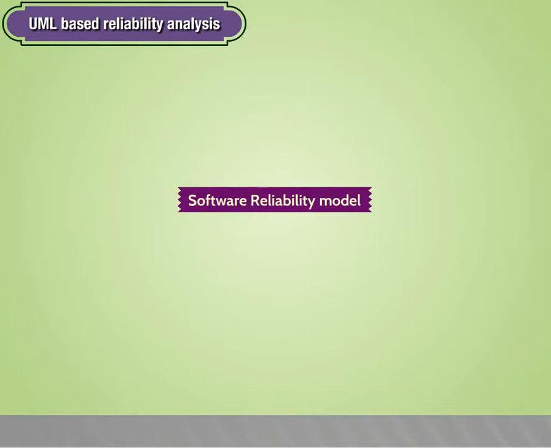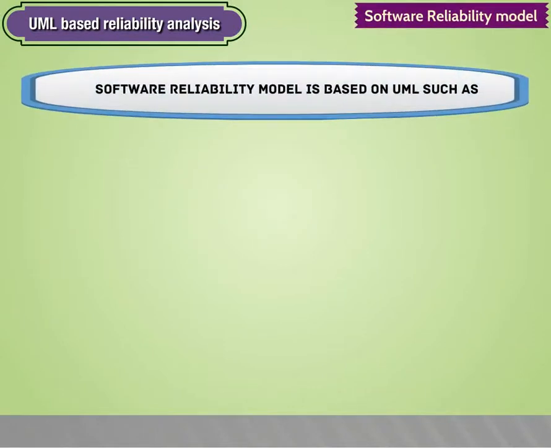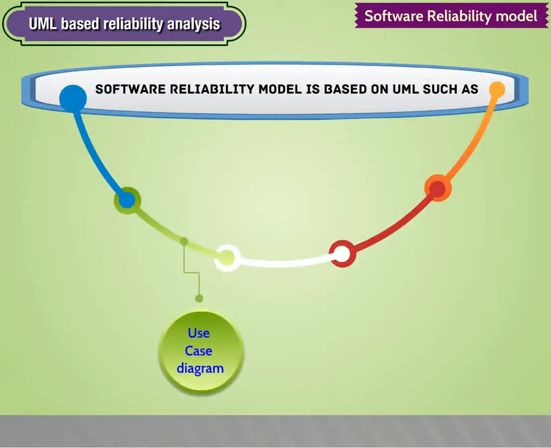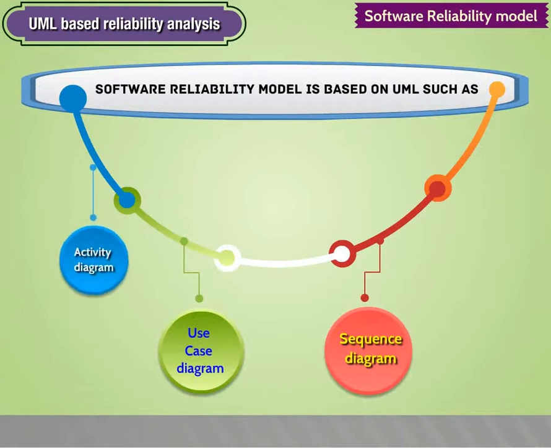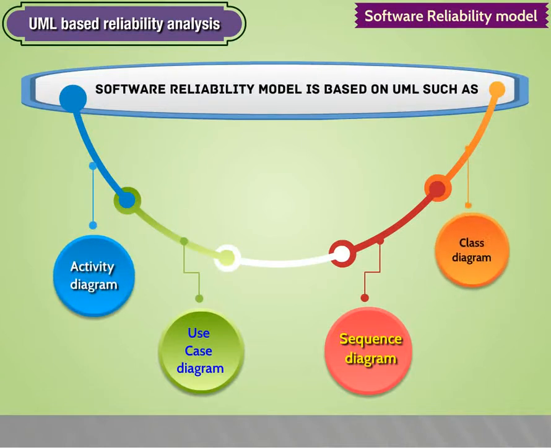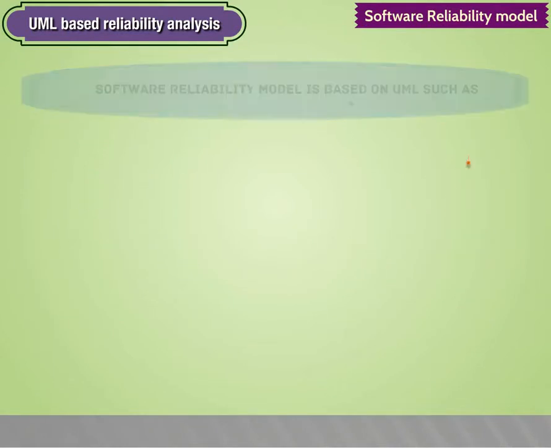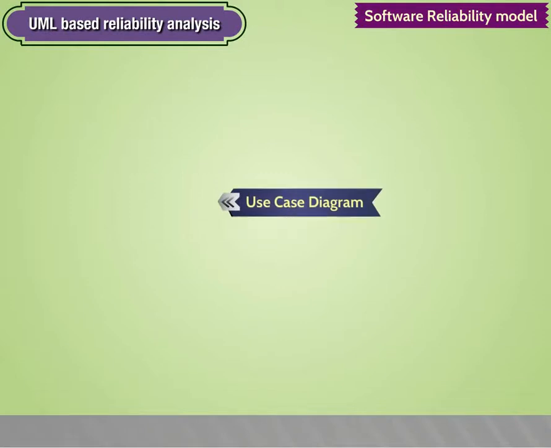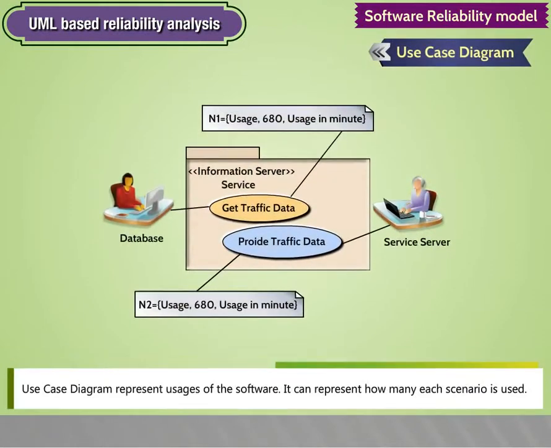Software Reliability Model. Software Reliability Model is based on UML such as use case diagram, sequence diagram, activity diagram, class diagram. Use case diagram. Use case diagram represents usages of the software. It can represent how many each scenario is used.